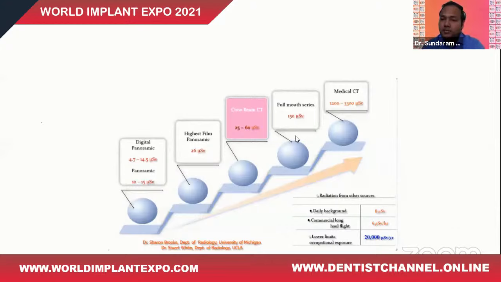In fact, if you want to make a full mouth series, it goes up to 150 millisieverts, which is more than that of the cone beam CT. And of course, the medical CT is 1200 to 3300 millisieverts, which is really, really high. So these are the reasons, and I think these recommendations also respect ALARA, that is, the ALARA recommendations too.